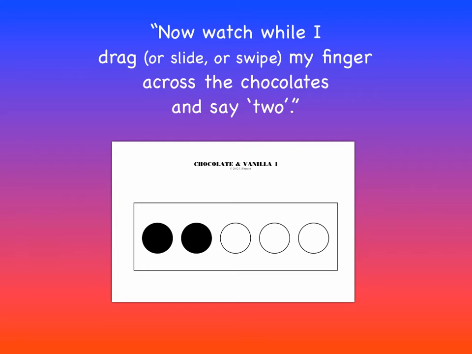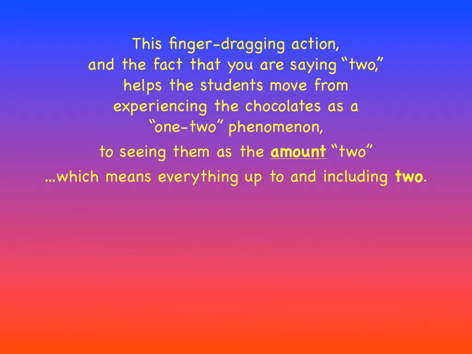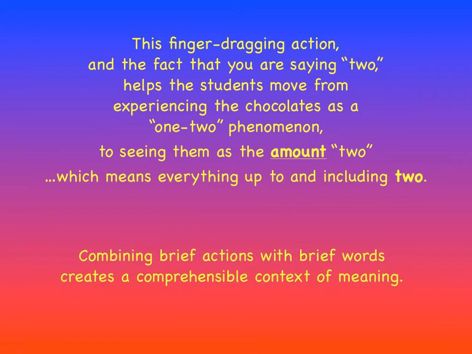Now, watch while I drag my finger across the chocolates and say 2. Ready? 2. This finger dragging action and the fact that you're saying 2 helps the students move from experiencing the chocolates as a 1-2 phenomenon to seeing them as the amount 2, which means everything up to and including 2. Combining brief actions with brief words creates a comprehensible context of meaning.